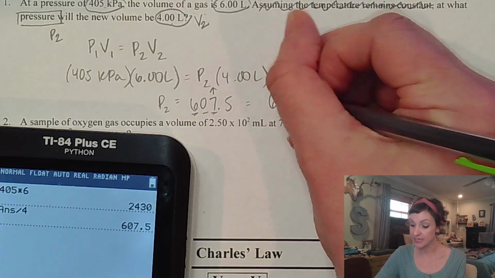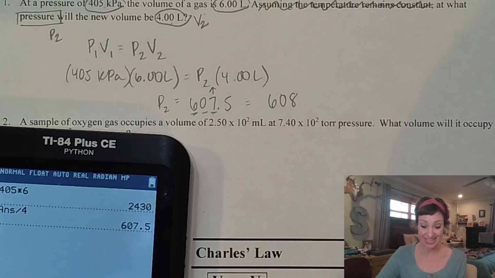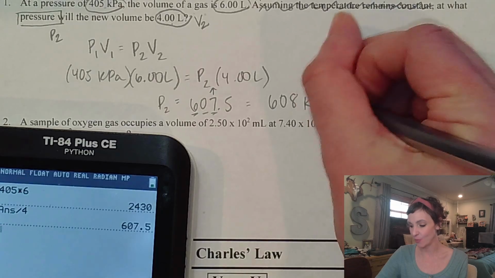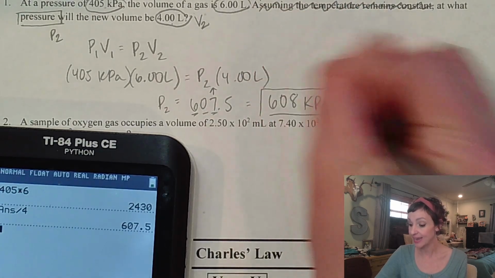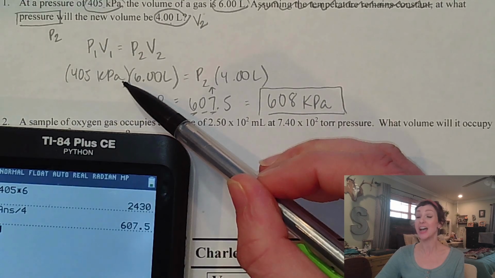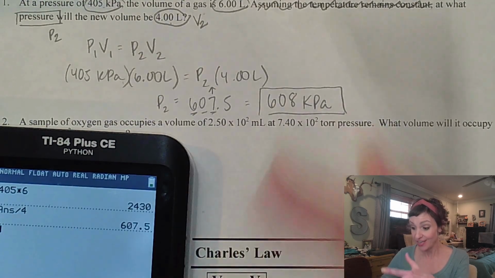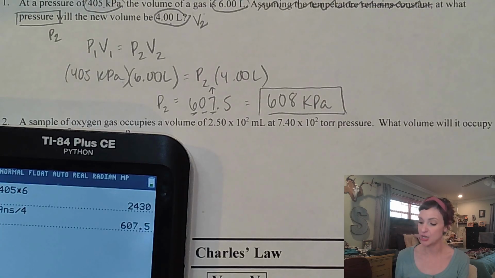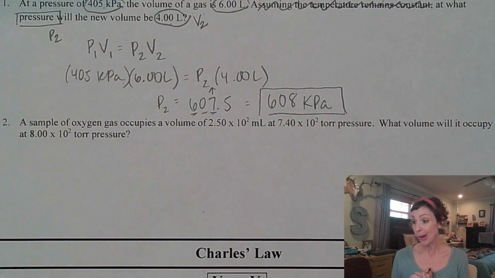So my value for my second pressure is 608, and the units are what? Don't guess, it's kPa. And the way I know that it has to be kPa is because if I plug a pressure in kPa into this equation, the pressure unit that they're going to spit out at me has to be the exact same, okay? So kilopascals, 608 kilopascals. All right, problem number 2.